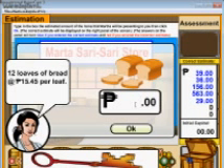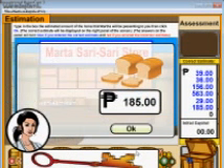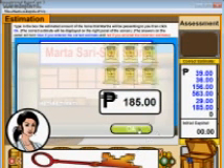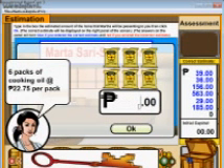So she wants to buy 12 loaves of bread at 15.45 pesos per loaf. I think the answer would be 185.4. So 185.4. Since 0.4 is less than 5, we're gonna drop it off and we will have 185 as the answer. Yes. Did a good job. Good job. And the last item would be 6 packs of cooking oil at 22.75 pesos per pack.